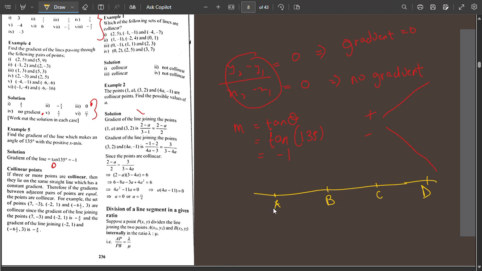If each pair of these points gives the same gradient, then these points are said to be coplanar points. So if two or more points are coplanar, they lie on the same straight line. And once they lie on the same straight line, and the gradient is a property of that line, anybody on that straight line has that same gradient.